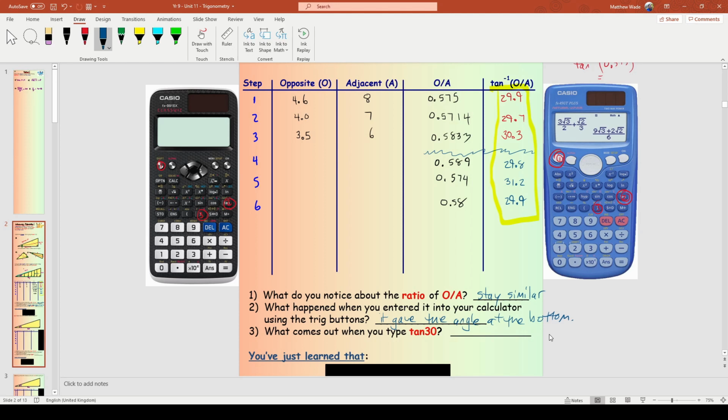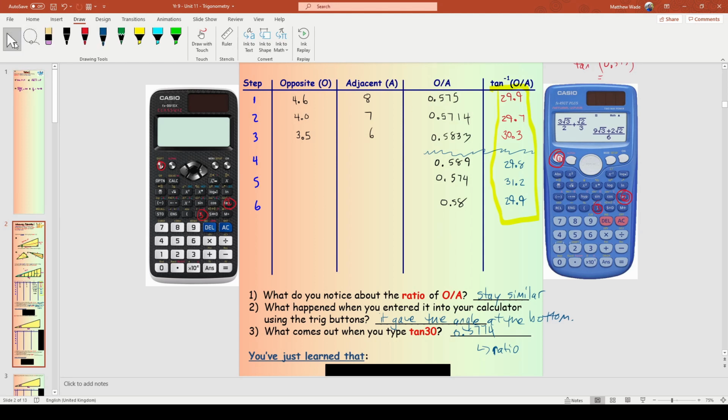And what comes out when you type tan 30? Well, try it. This time don't push the shift button first. Just push tan, and then 30, and close the bracket, then equals. It says square root of 3 over 3, but it also says 0.5774. What is that? It's nearly the ratio. That is very nearly the ratio. That's like this column that came out.